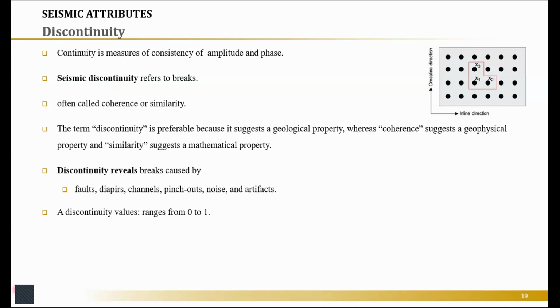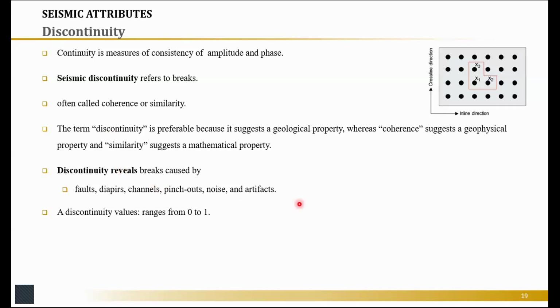The discontinuity is often called coherency or similarity. It depends. You'll find that sometimes it is called coherency and others similarity. Similarity is based on a mathematical property, and coherency suggests a geophysical property, and discontinuity, of course, is preferred for the geological property. So discontinuity of any reservoir unit or the structure that makes that one.